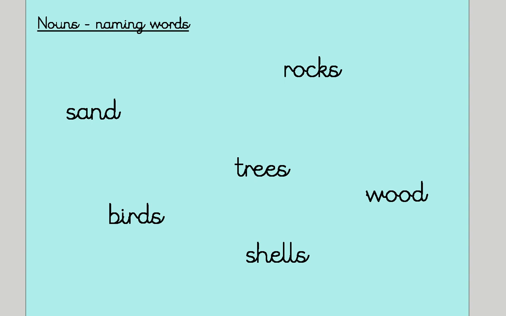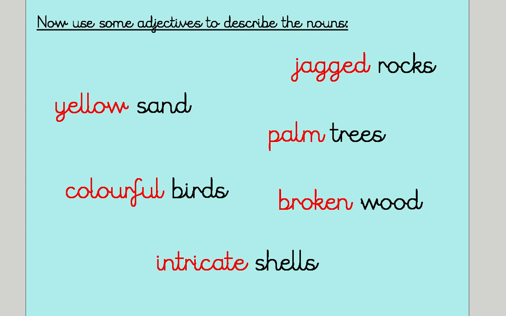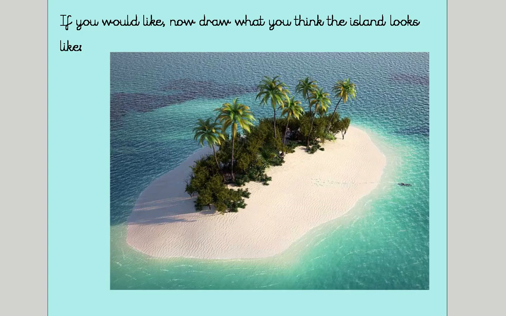Right, let's see what I've done and see if you've got any of the same. So, I've described the rocks as jagged, the sand is yellow, the trees are palm trees, the birds are colourful, the wood is broken, and the shells are intricate. Now, if you'd like to, you might find it useful to draw what you think the islands look like. I've put a little picture here that might be what you're imagining, and we're going to use this to do a piece of descriptive writing today.